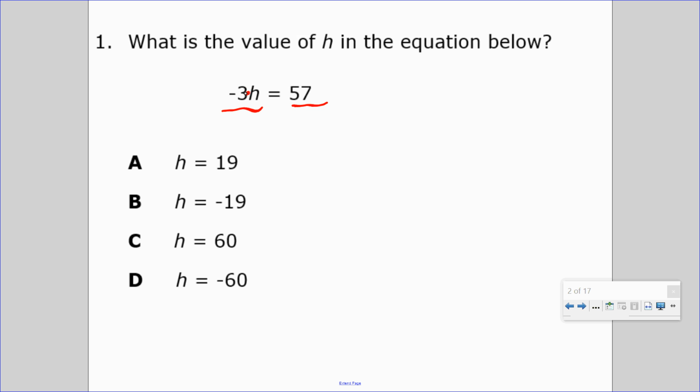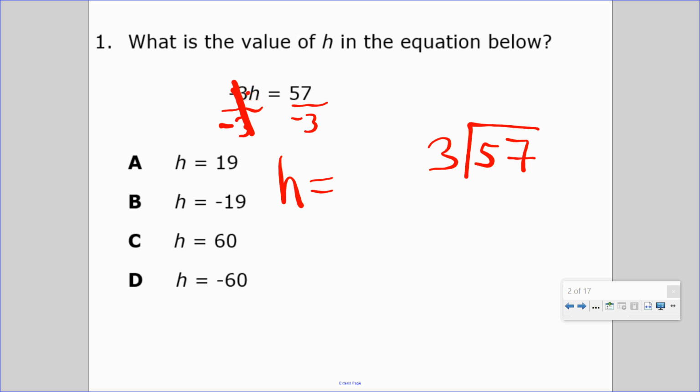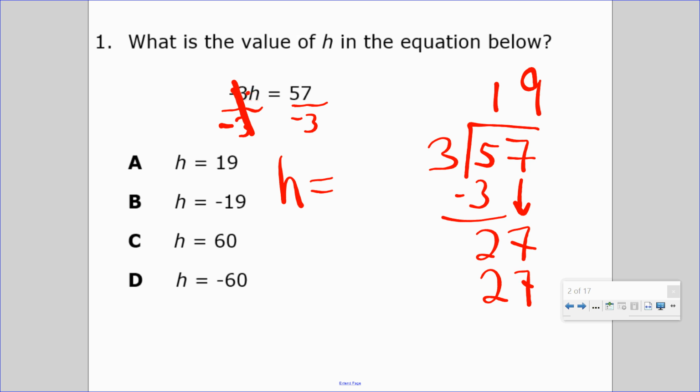But what number are we getting rid of? Negative 3. So balance it on the other side. Cancel. H equals. So what is 57 divided by 3? 3 goes into 5 one time. 2 is the remainder. Bring down the 7. 3 goes into 27 9 times. So we have 19.